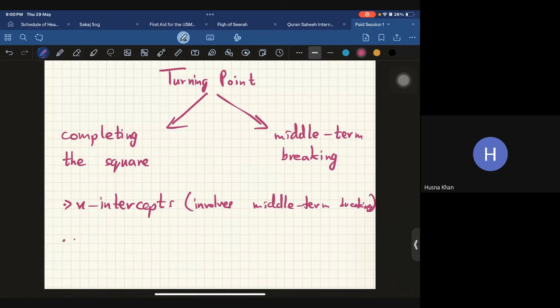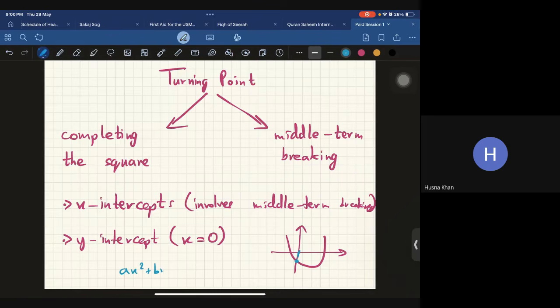For the y-intercept, you basically take the equation and you put x equals 0. Because if you look at the graph, and let's say this is the curve and these are the axes, this is its y-intercept, where it cuts the y-axis. At this point you can see that the value of x is 0, right? So in the equation, let's say you have ax² plus bx plus c, this is how the equation is written, you just replace both of these x with 0. The value of y that you'll get will be the y-intercept.